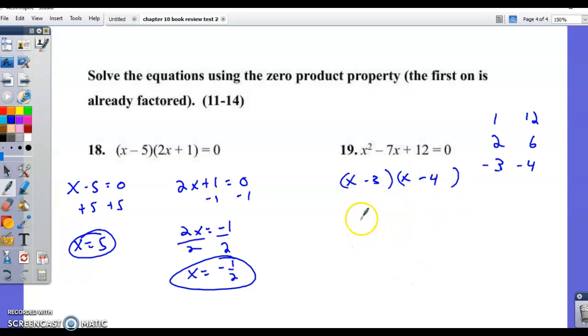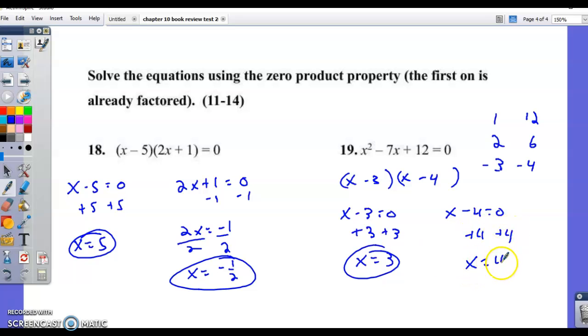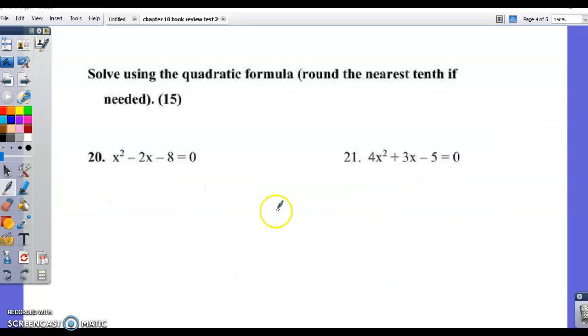Once we do this, now we can go ahead and set these equal to 0. So add 3 to both sides. X equals 3. Add 4. X equals 4. All right, finally the quadratic formula.